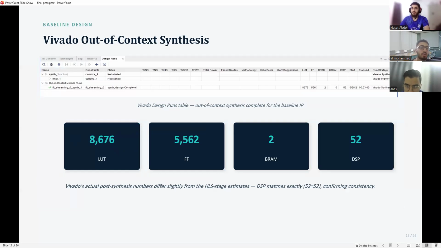So after that, we imported the design into Vivado. Vivado generated the actual FPGA resource utilization. Although the resource numbers changed slightly compared with the HLS estimation, the DSP usage remained the same. And this also confirms that our HLS estimation was accurate. Next, please.